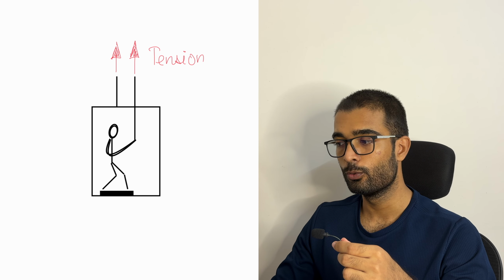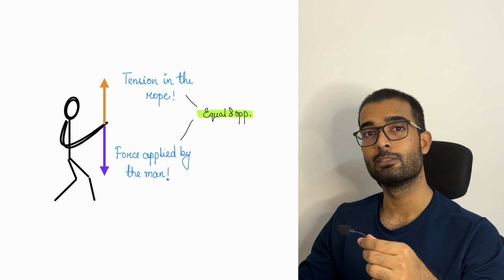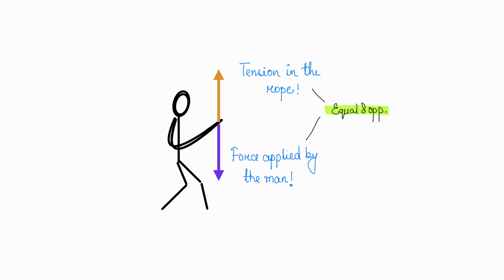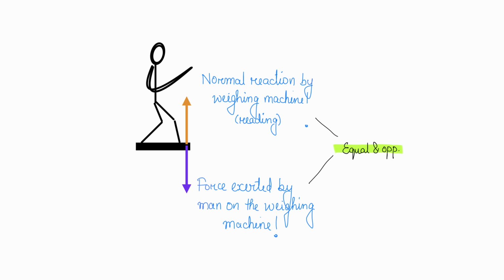Now just remember, according to Newton's third law, if the man is pulling the rope with the force F, then it is equal and opposite to the tension in the rope that's pulling the man. Similarly, the force exerted by the weighing machine on the man, N, is equal and opposite to the force exerted by the man on the weighing machine.